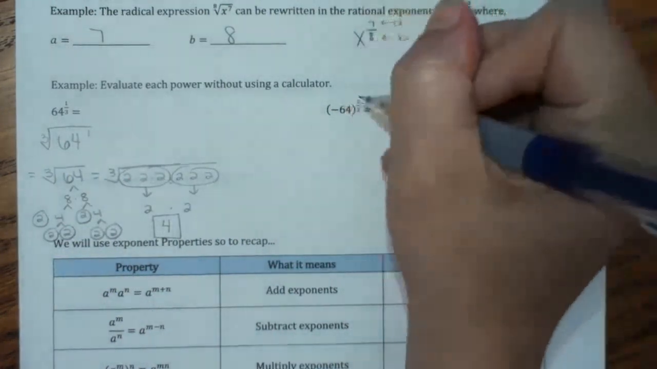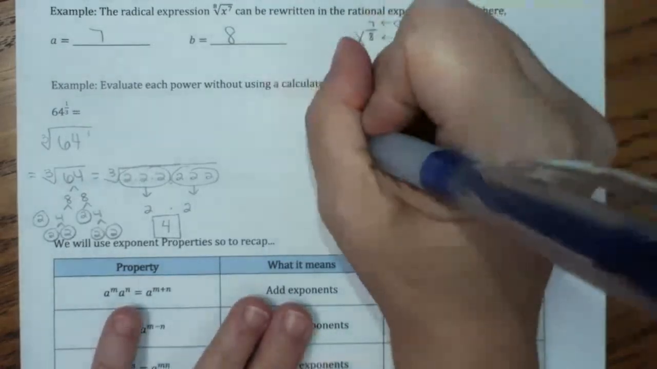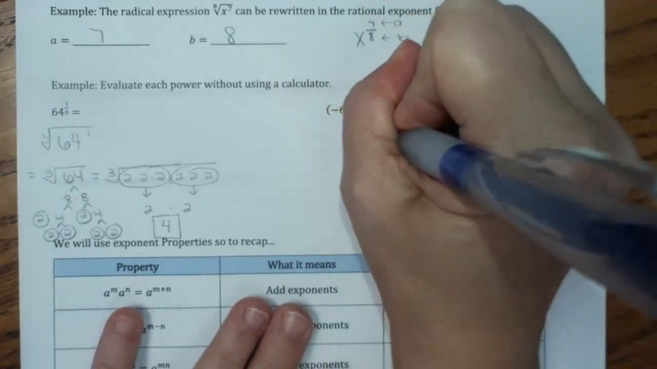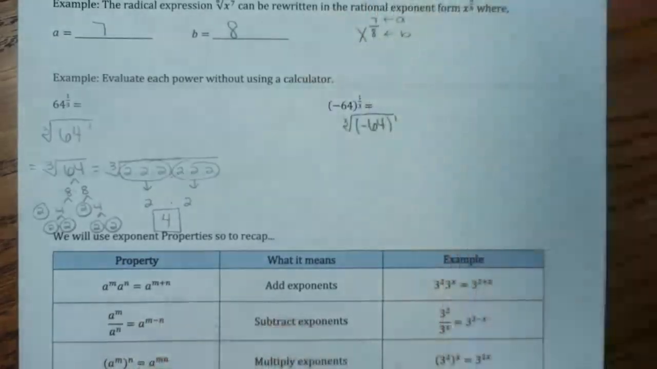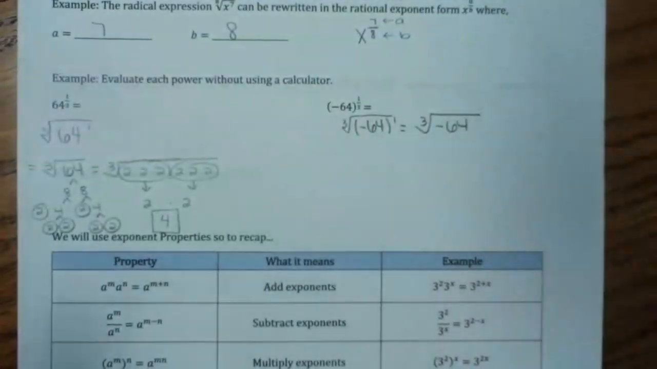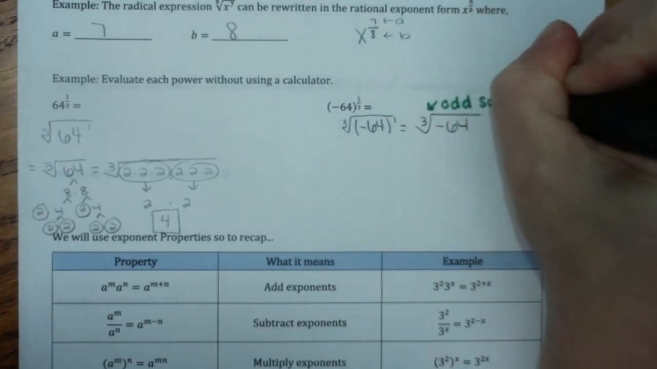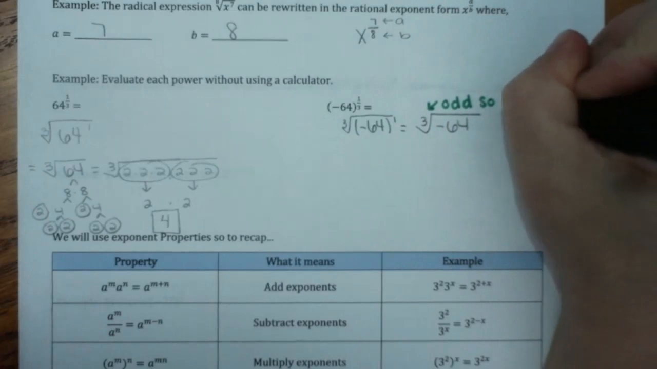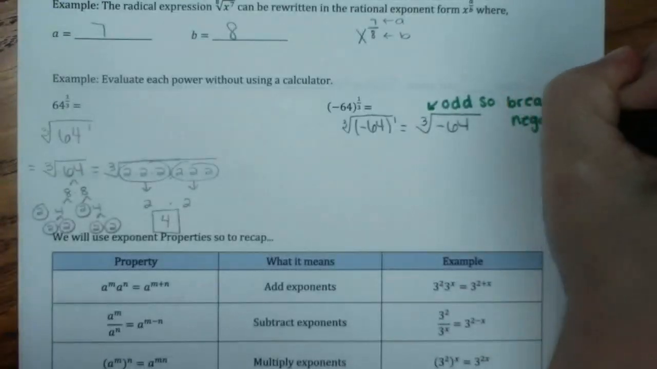Same thing over here. I have negative 64 to the 1/3 power. So notice negative 64 is our base this time. So that negative 64 is going underneath our radical. 1's up top, it's going to stay up top. The 3's on the bottom, so it's going to go inside of our root. So you really have the cubed root of negative 64. So remember, it's an odd root of a negative, so we can break down that negative. Odd, so break down the negative under the radical.